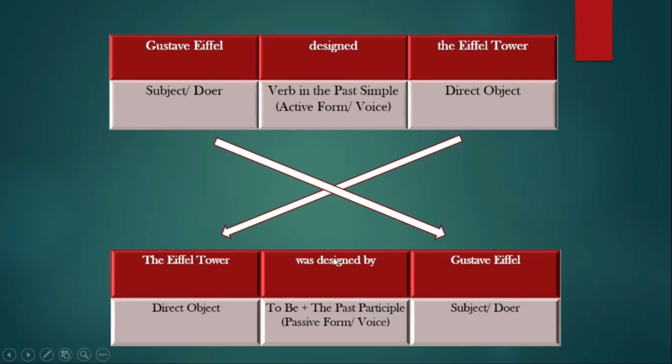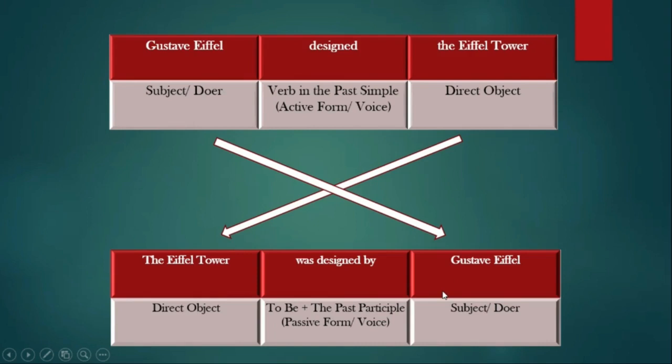Now, as I said before, I changed my verb from the past simple into the past participle preceded by to be in the past, which is was or were: was if it was singular, and were if the direct object was plural. Then I put by. Okay? After by comes the subject or the doer.